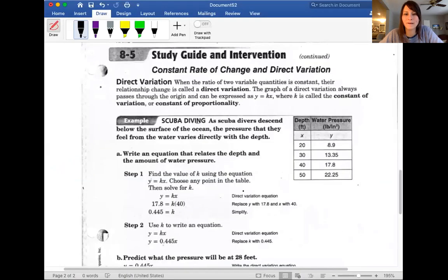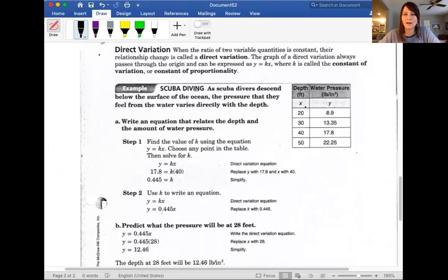So let's go back to our example. And here we don't even have a graph anymore, but we have the X and the Y. So this is an example where we know that there's a direct variation between the X and Y. So reading the question, it says, a scuba diver descends below the surface of the ocean. The pressure that they feel from the water varies directly with the depth.